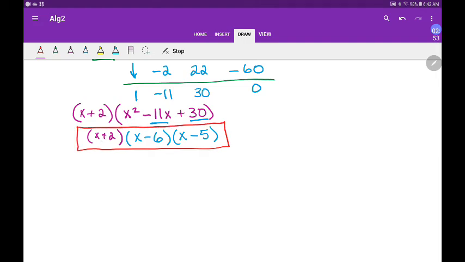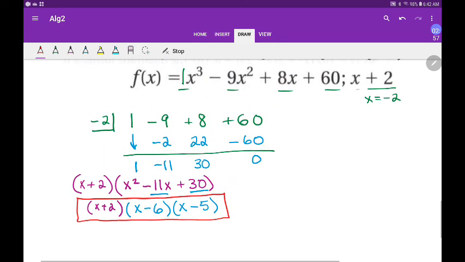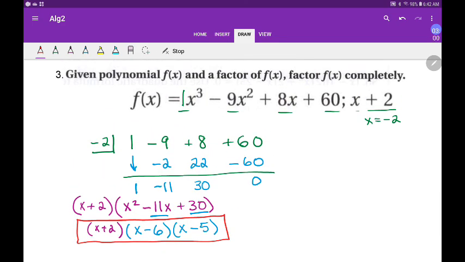And my solutions would be negative 2, positive 6, and positive 5. Those would be my zeros. Those are the places where this polynomial hits the x-axis.